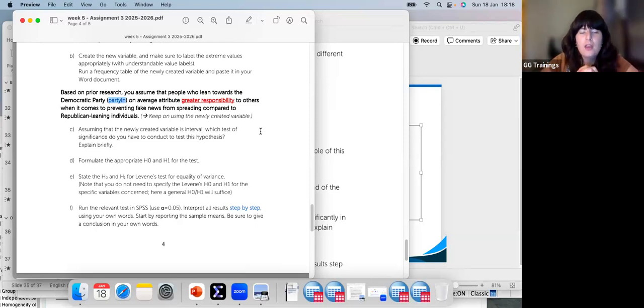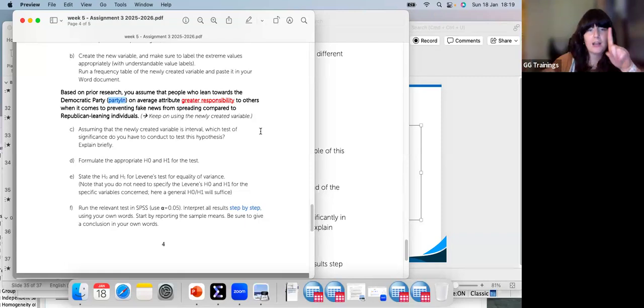For your basic structure, H0 for a two sample t-test is the population average of group 1 equals the population average of group 2. It's always equals. You never include the directionality. So in this case, we would say that the population average responsibility attributed to others is equal for the Democrats and the Republicans.